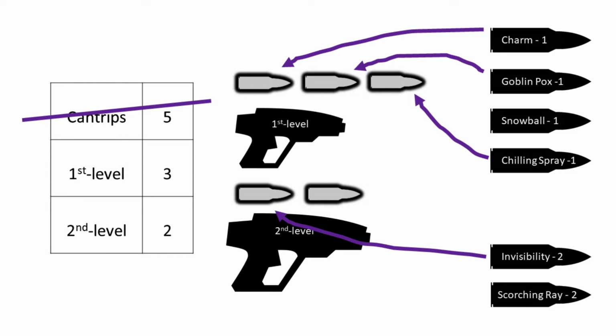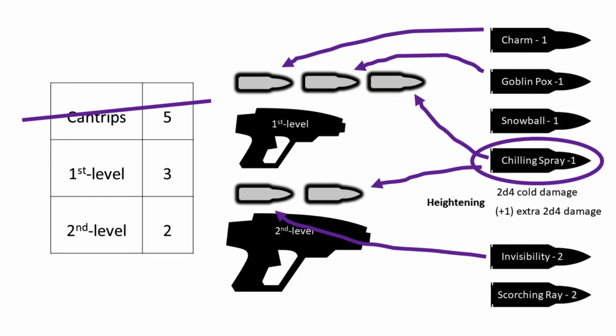What if you don't want Invisibility for a second time? What if you want Chilling Spray? You can put a spell with a lower spell level into a higher level spell slot. In fact, in some cases, this might make the spell more powerful. Normally, Chilling Spray does 2d4 cold damage. However, for every additional spell level slot you prepare it in, it does an extra 2d4 damage. This is called heightening the spell. The same spell can have 2 different effects depending on which of these 2 guns you fire it out of.